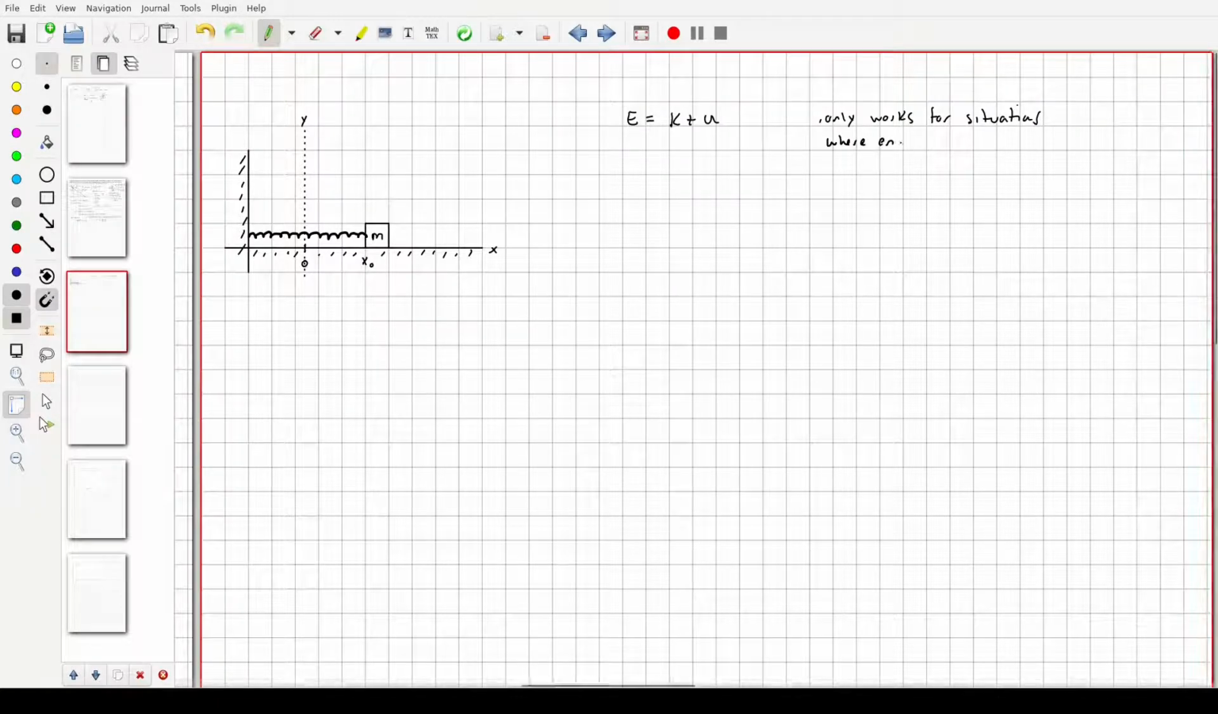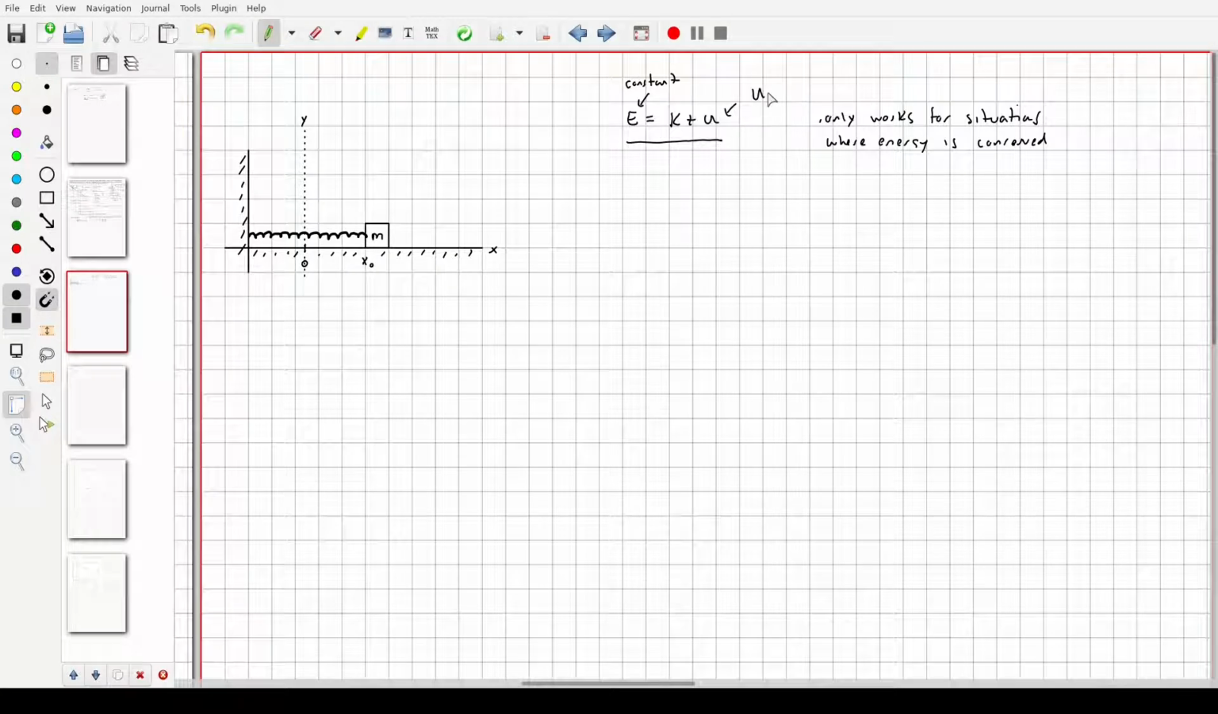Where energy is conserved, there is a way you can get the equations of motion using energy. There is also a way that you could solve for times and things like that. And that is to take this right here and note the fact that E on the left-hand side is constant, just a number.